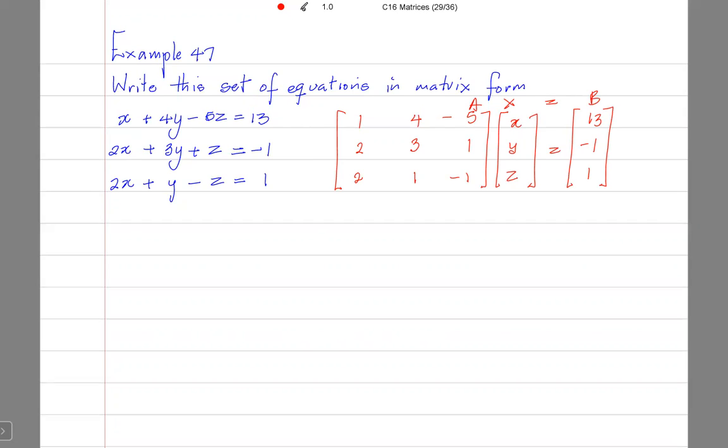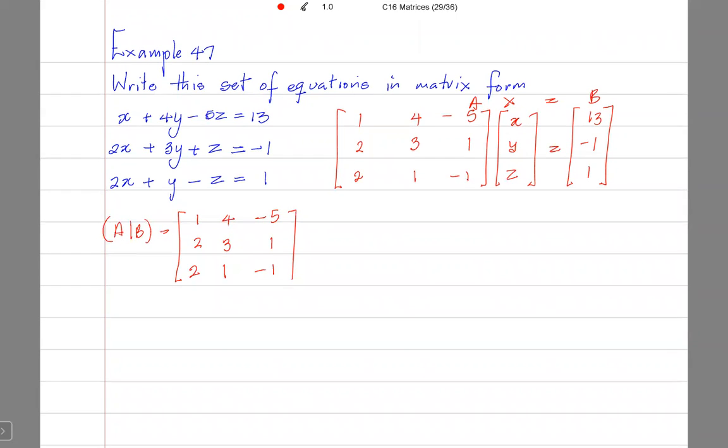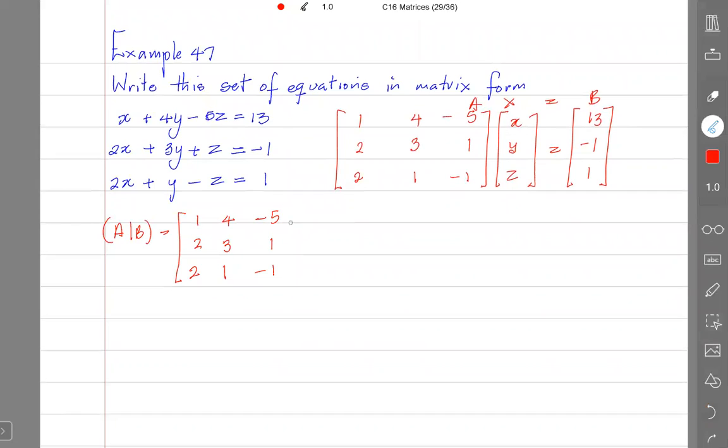All right, next we're going to form the augmented matrix, A vertical slash b. So A vertical slash b is 1, 2, 2; 4, 3, 1; minus 5, 1, minus 1, and b, which is 13, minus 1, 1.